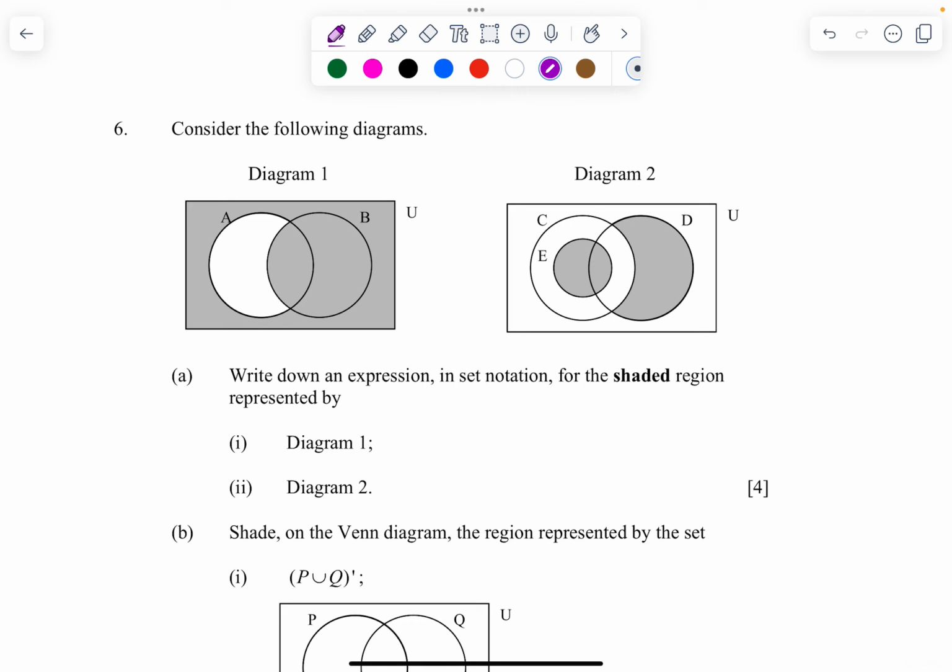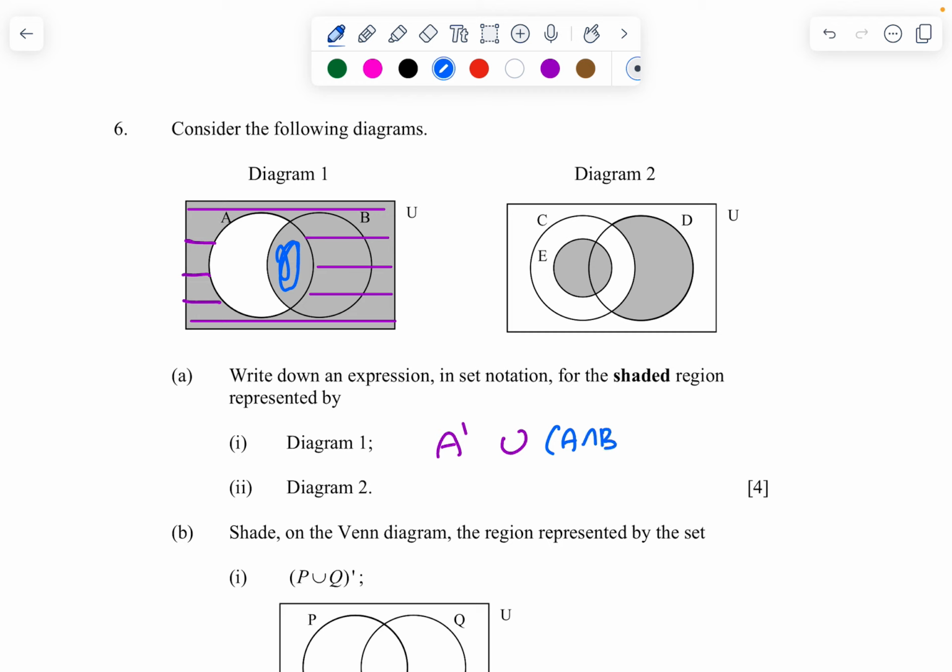Now question number 6. Write down an expression for this one. So what I can say is, it is outside of A. This entire thing is outside of A. A complement plus I'm adding this part. What is that one? A intersection B. That is one of the answers. Outside of A and A intersection B.